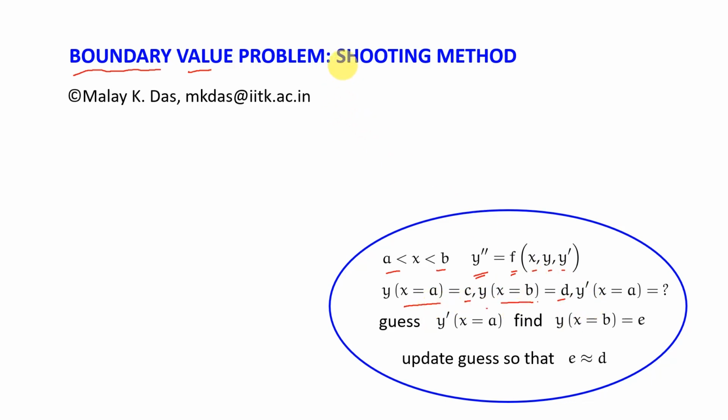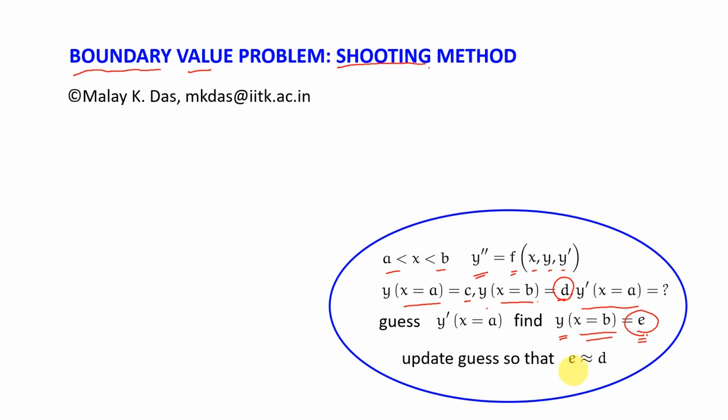In particular, we will talk about the shooting method in this lecture, where the basic idea is that we take a guess of y prime at x equal to a, and with that guess, this boundary value problem becomes an initial value problem. So we solve that initial value problem and find what would be the value of y at x equal to b, and let us say the value is e. We know the value of y at x equal to b is given as d, but after our calculation we are getting e, and very likely e will not be equal to d.